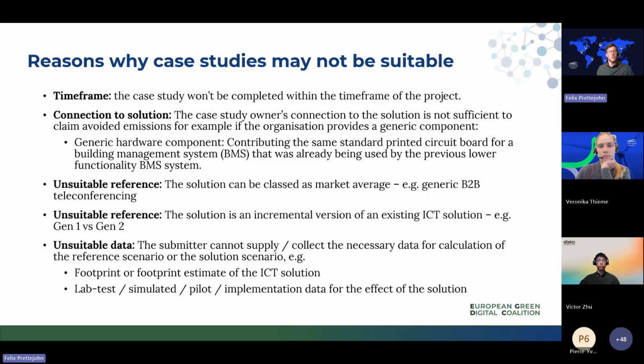And finally, then, unsuitable data. So can't supply or collect the necessary data, and this could be related to the footprint or footprint estimate of the solution, or it could be we can't get lab tested or simulated or pilot data from the implementation for the effect of the solution. We do want to be able to demonstrate the actual effect of the solution, not hypothetical effects.